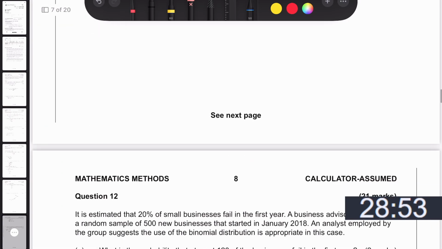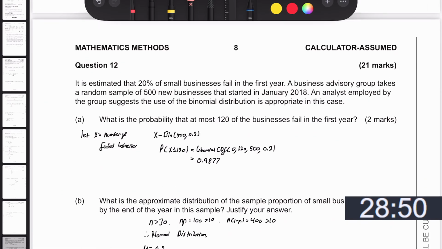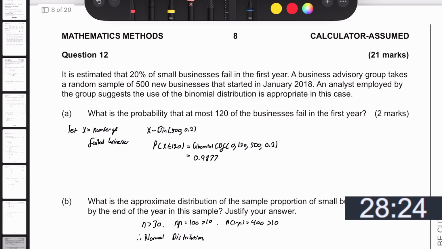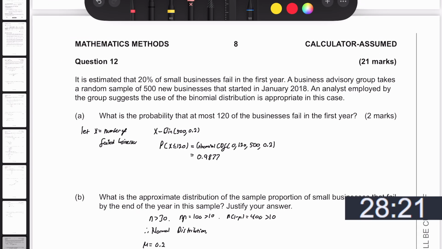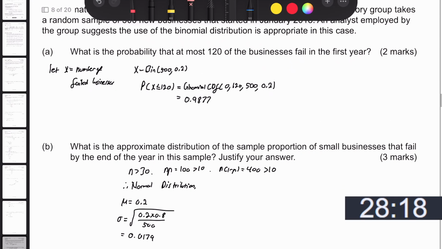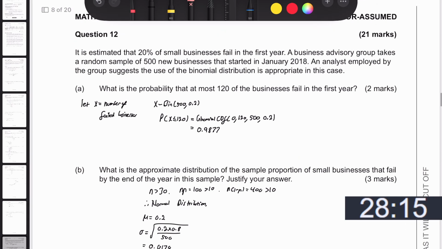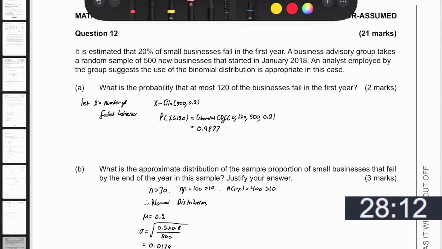Okay, estimated 20 percent of businesses fail in the first year. A business advisory group takes a random sample of 500 businesses. An employee suggests the use of a binomial distribution is appropriate in this case. What is the probability that at most 120 businesses fail in the first year? So CDF from 0 to 120, we have 500 businesses, and the chance of failure is 0.2. 0.9877. Approximate the distribution of the sample proportions of the small businesses that fail at the end of this sample. 0.2.